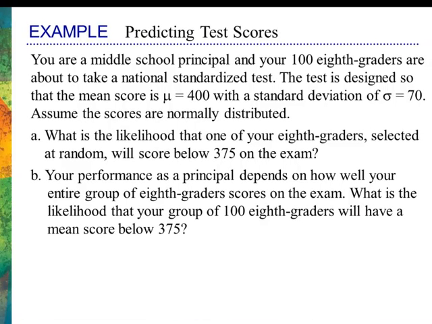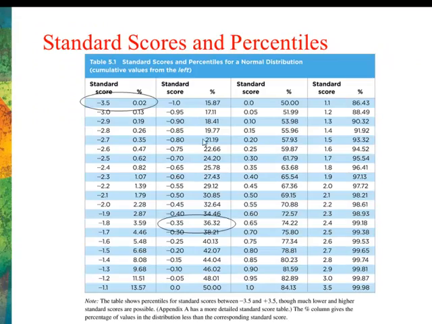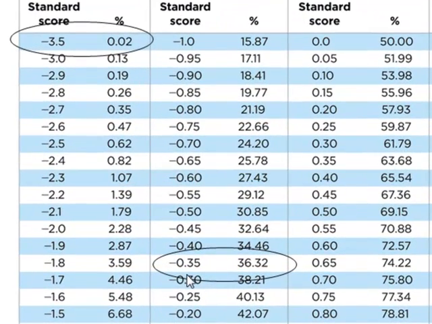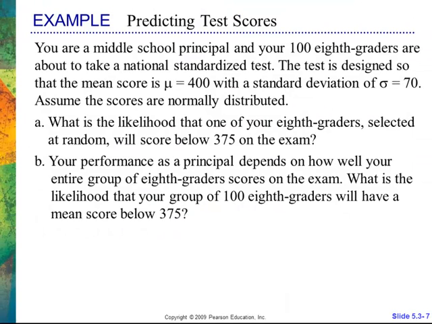Remember we had a chart, table 5.1, on page 211, or we can look on table A in the back of the book. Here we see negative 0.36 is about the 36th percentile. So there's a 36% chance of finding a single student who has a test score below 375.